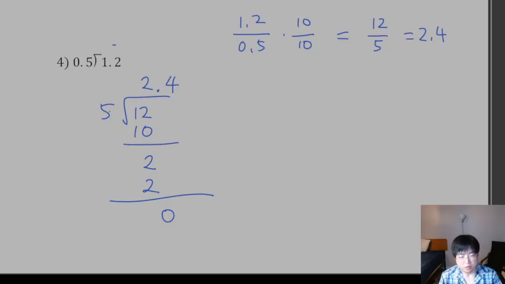Okay, so today we learned how to use long division to convert the fractional form of a rational number into the decimal form of a rational number. Okay, so please do the homework and see you next time.